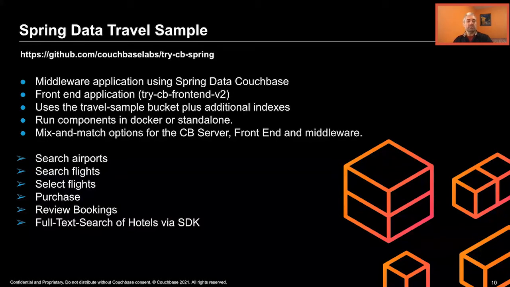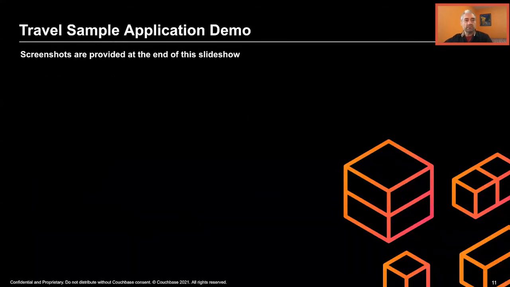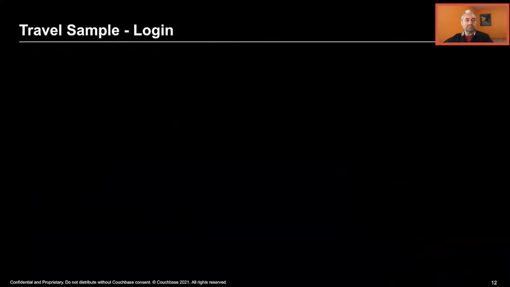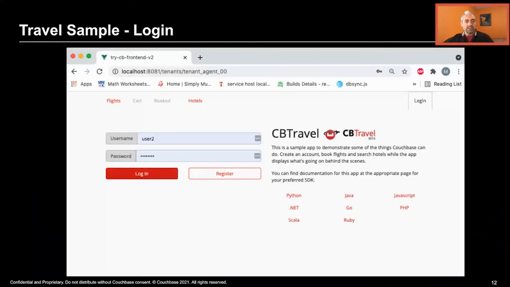So in the application, you can register a user, register and log in, search for airports. You can search for flights, select the flights, purchase the flights, review booking, and also do a full text search of hotels by the Java SDK directly. So I just have the screens here. This is what the first screen would look like.